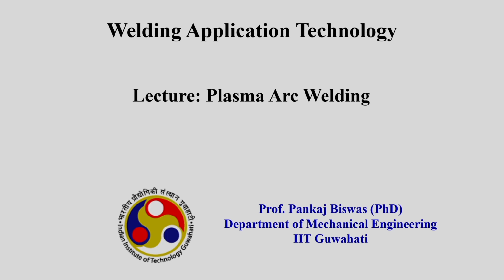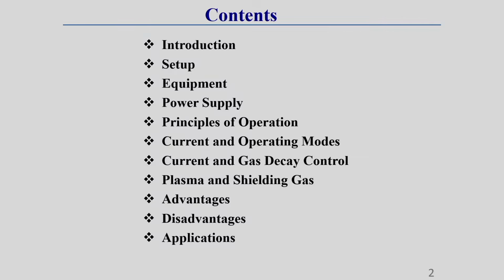Hello everyone. Today I am going to deliver a lecture on plasma arc welding, which is a fusion welding process. In short form, it is called PAW. P represents plasma, A represents arc, and W represents welding. These are the contents of today's presentation.